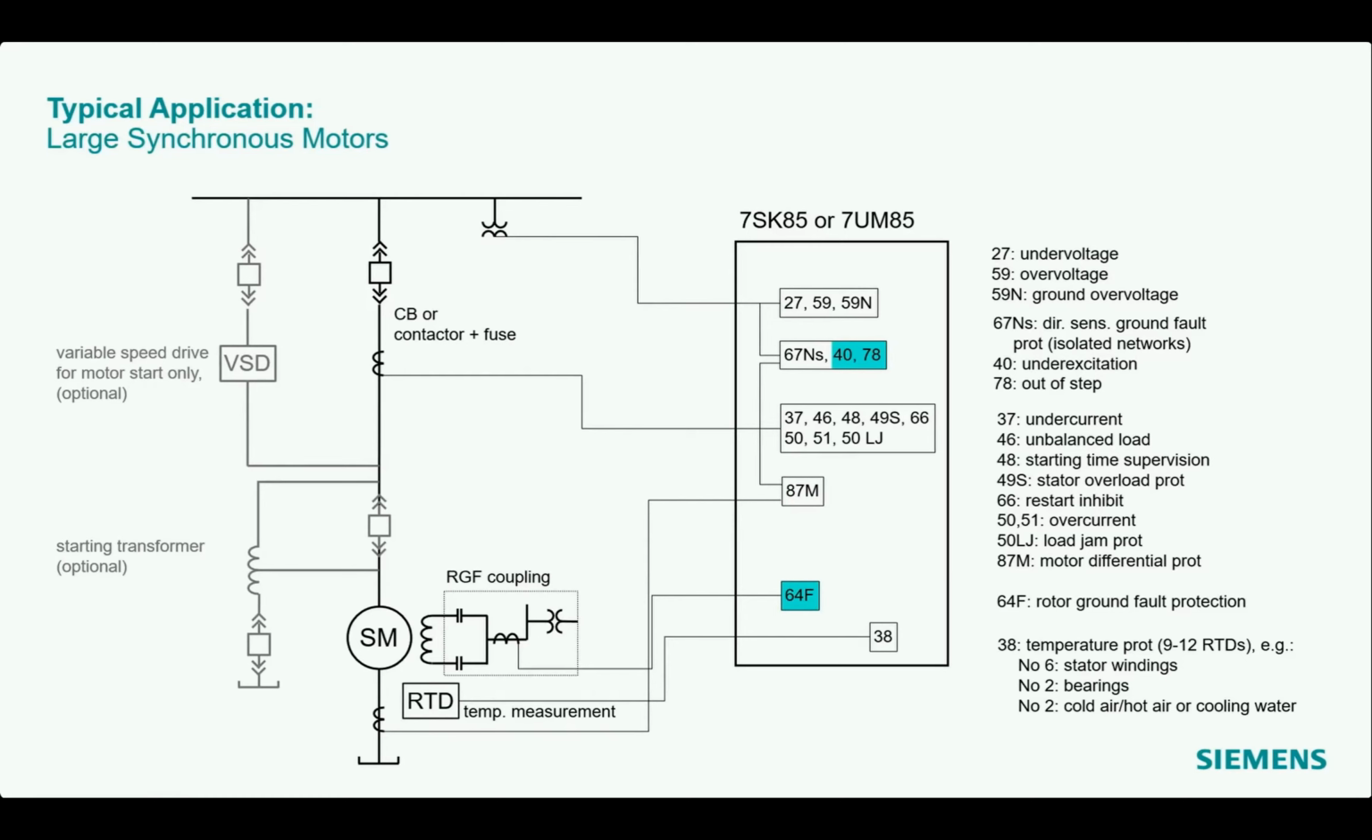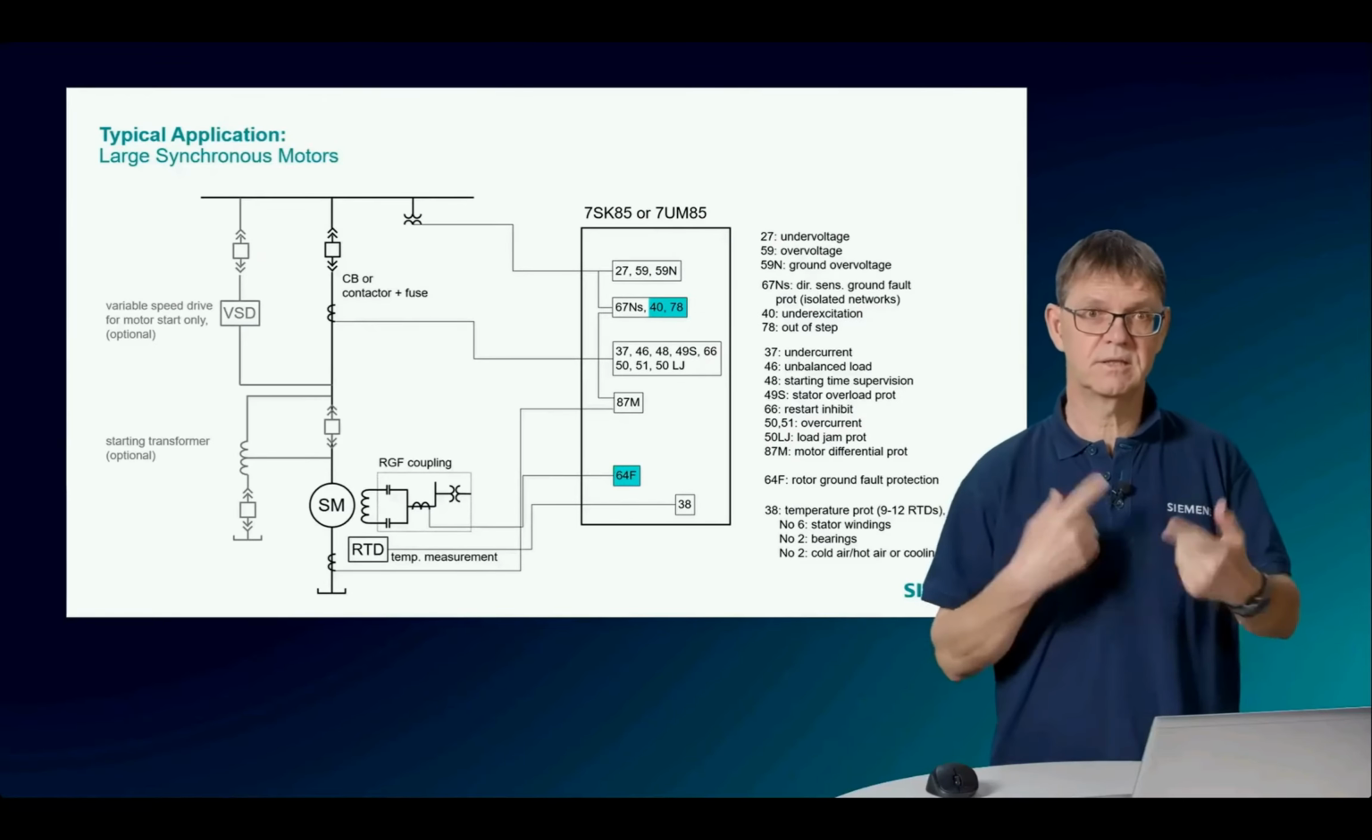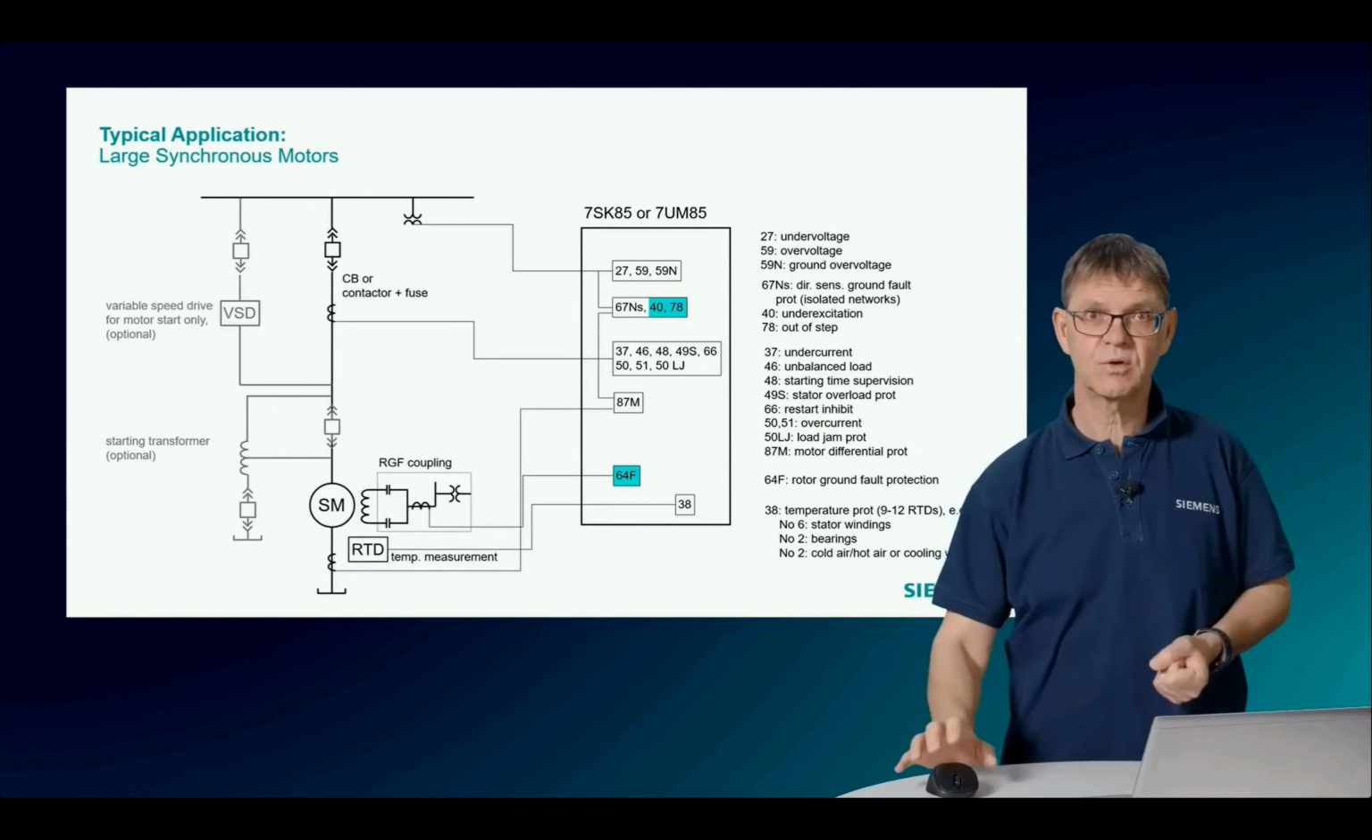Finally, for large synchronous motors, we have some additional equipment. So how to start such a motor first? You can switch it directly online, then it starts up in an asynchronous mode, and when the speed is reached and the excitation is activated, the machine runs in the synchronous mode.